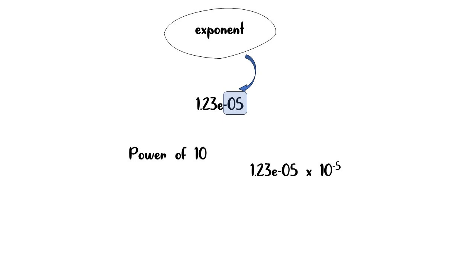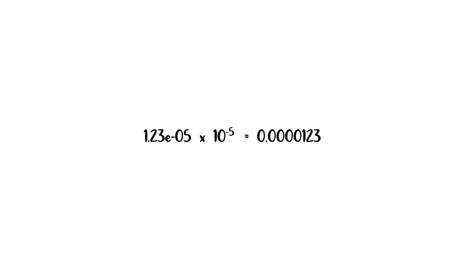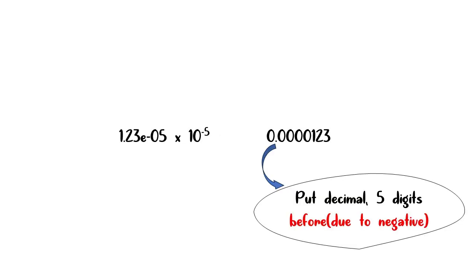So, when we put it all together, 1.23e-05 is understood as 1.23 multiplied by 10 to the power of minus 5. And there you have it. 1.23e-05 is equivalent to 0.0000123. I hope this clears up any confusion you might have had about scientific notation.